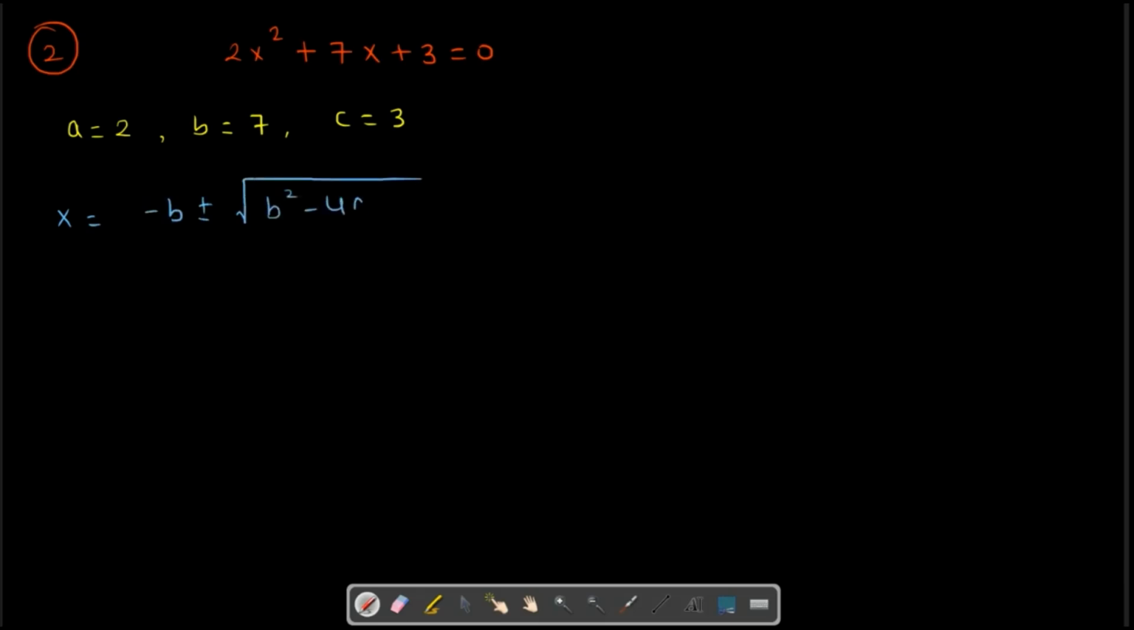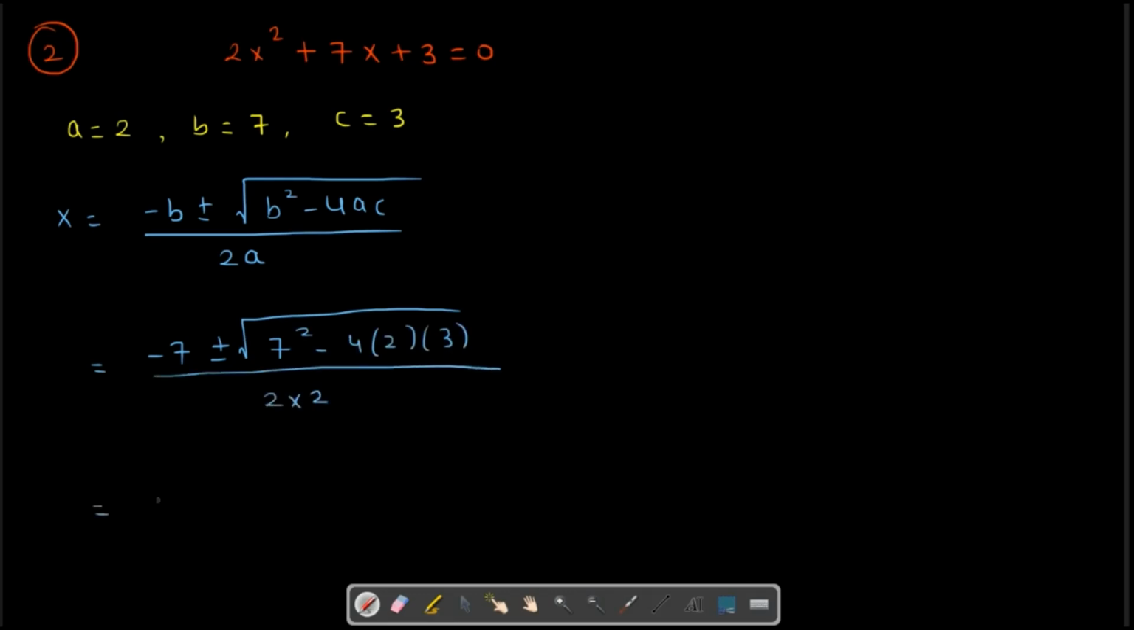Let's talk about another example. We have 2x square plus 7x plus 3 is equal to 0. Let's do the same activity here. Let's locate a, which is 2, b, which is 7, and c, which is 3. Let's apply the formula. So it's negative b plus minus square root of b square minus 4ac over 2a. So this becomes negative 7 plus minus square root of 7 square minus 4 times 2 times 3, over 2 times 2. So this becomes negative 7 plus minus, 7 square is 49, 4 times 2 is 8, and 8 times 3 is 24, over 2 times 2, which is 4.